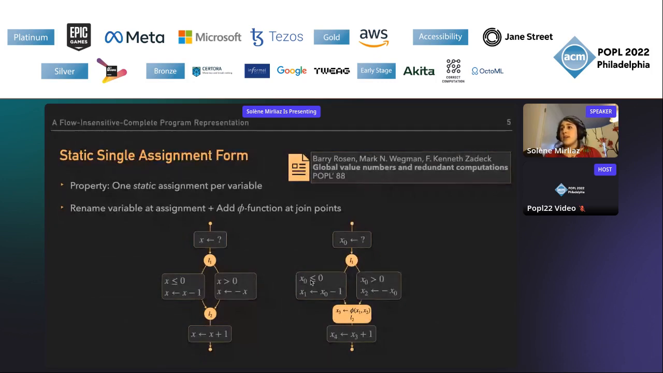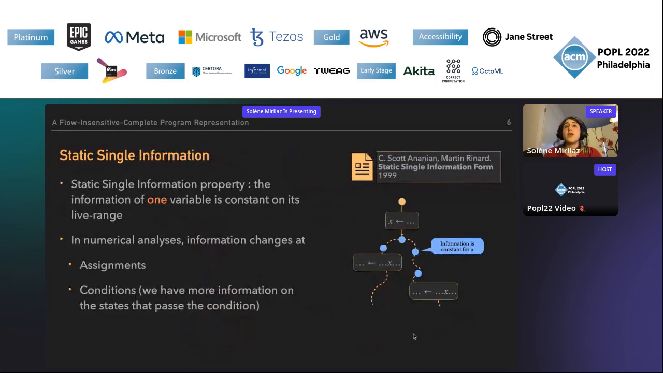With this renaming of the variable, if I perform a flow-insensitive analysis on this right example, I will be able to say that x4 is always negative. However, it's not always the case that we can keep the same precision as the flow-sensitive analysis. And that's why more program representations were introduced. For instance, the static single information form, SSI, which has a stronger property.